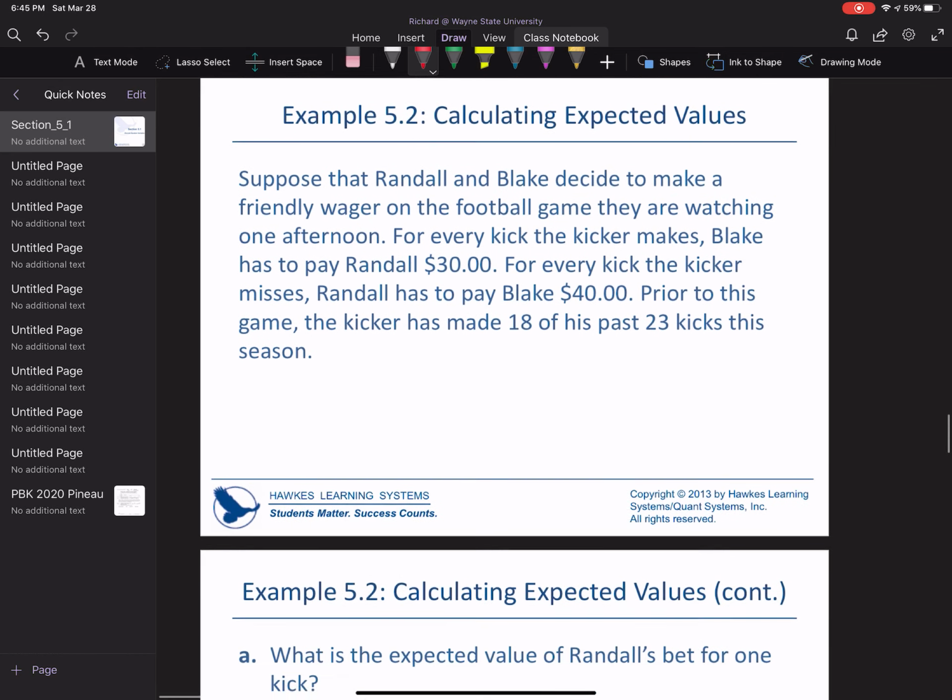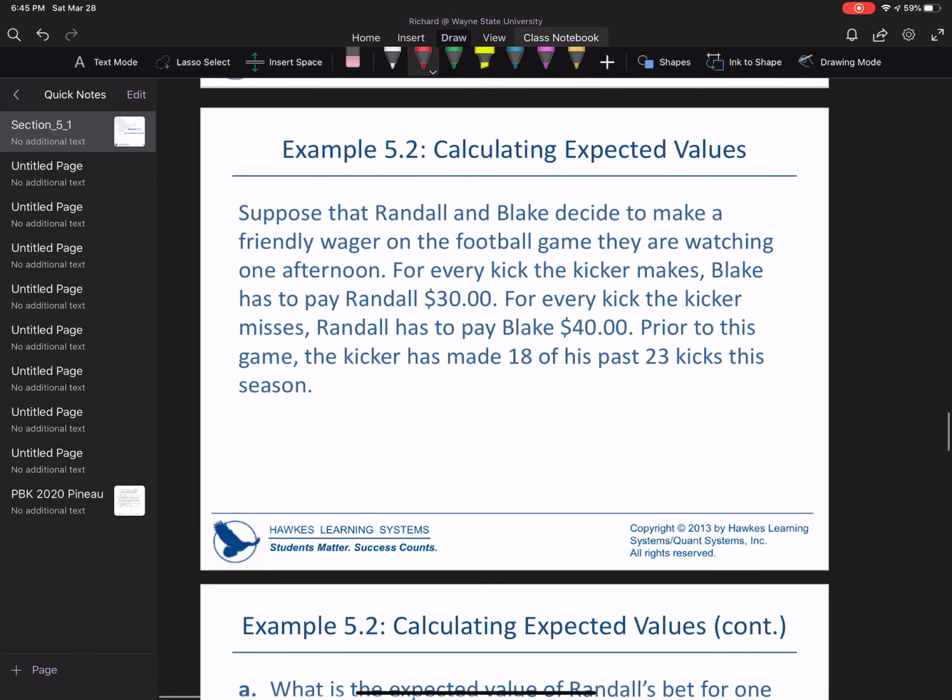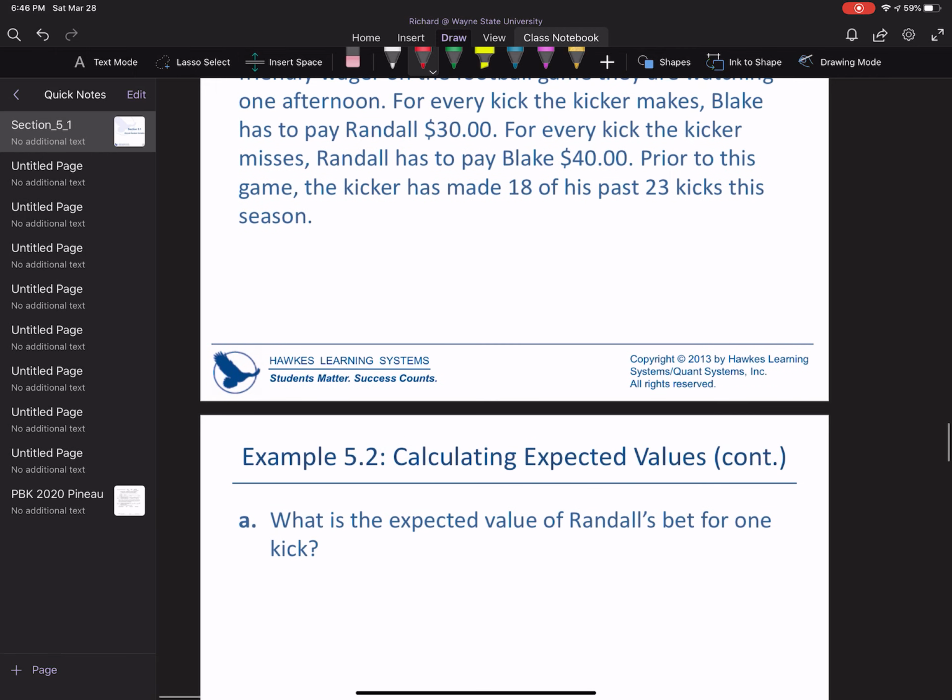Let me see if I gave myself some space. I did. Okay, we've got this story problem here, everybody's favorite. It says, suppose Randall and Blake decide to make a friendly wager on the football game that they're watching one afternoon. For every kick the kicker makes, Blake has to pay Randall $30. For every kick the kicker misses, Randall has to pay Blake $40. Prior to the game, the kicker has made 18 of his past 23 kicks this season. Letter A says, what is the expected value of Randall's bet?